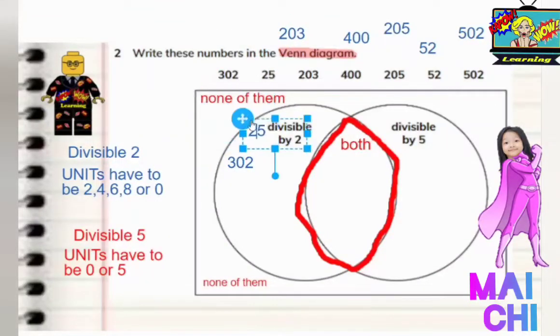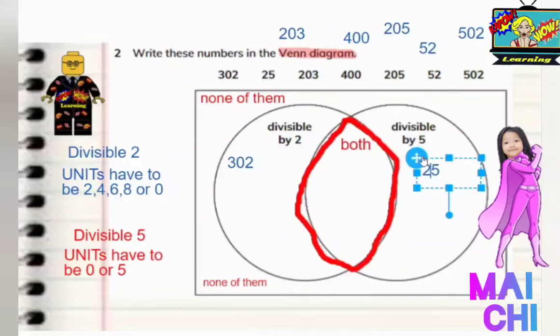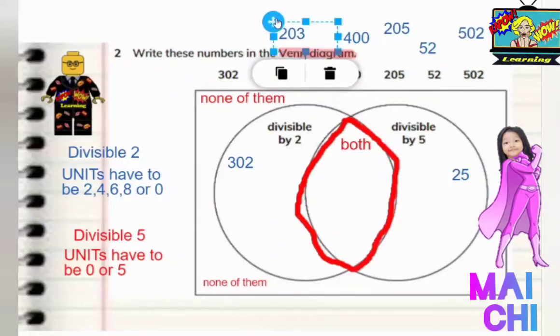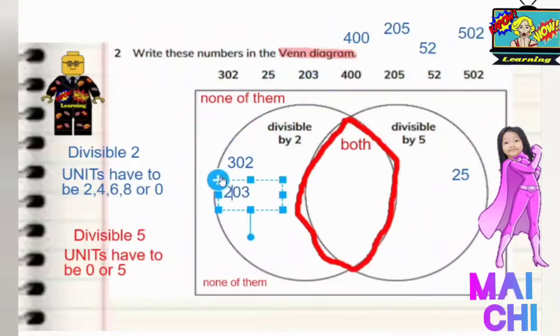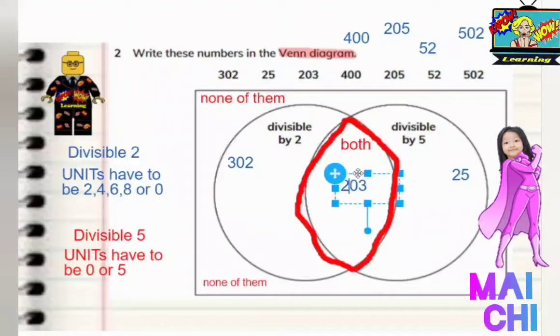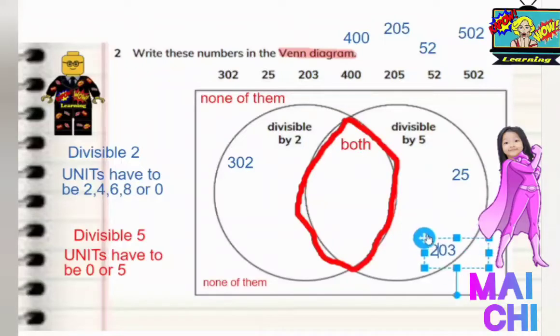25. Is that divisible by 2? Nope. No, because it's not an even number in the units. What about, is it divisible by 5? Yes. Right, so we stick it there. Easy, isn't it? 203. Is that divisible by 2? Nope. Is it divisible by 5? Nope. So where do we put it? Put it on the outside. Yeah, so we put it on the outside. Anywhere on the outside, we could put it here, we could put it there, but not touching like that. That's wrong. So I'm going to put it over there.